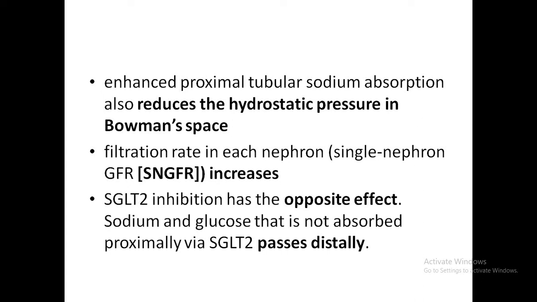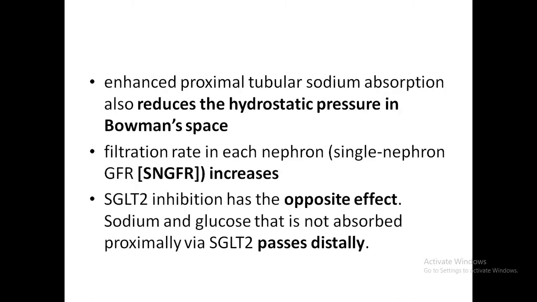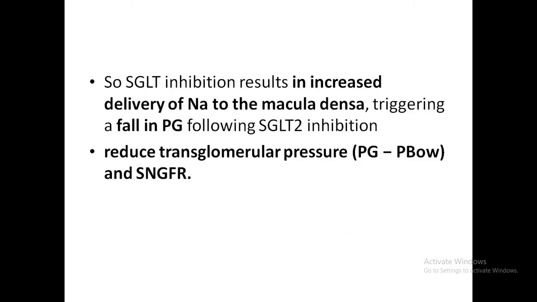When you give SGLT2 inhibitors, it has the opposite effect. Sodium and glucose that is not absorbed proximally via SGLT2 passes distally. Thus, SGLT2 inhibition results in increased delivery of sodium to the macula densa. It triggers a fall in the intraglomerular hydrostatic pressure, and it reduces the transglomerular pressure and hence reduces the single nephron GFR.